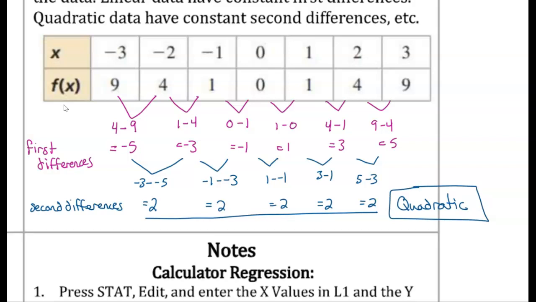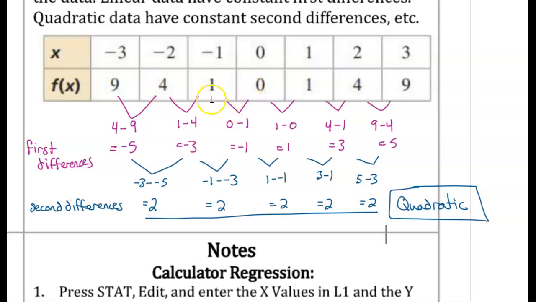So when you are using this is when you are asked to look at the data and determine if it is linear or quadratic or something else. So what you do is you ensure that the inputs, the x values, are increasing or decreasing by the same amount. In this case, they're going up by 1s. So now we look at the y values, and we always do the second one, subtracting the one right before it. The third one, subtract the y value right before it.